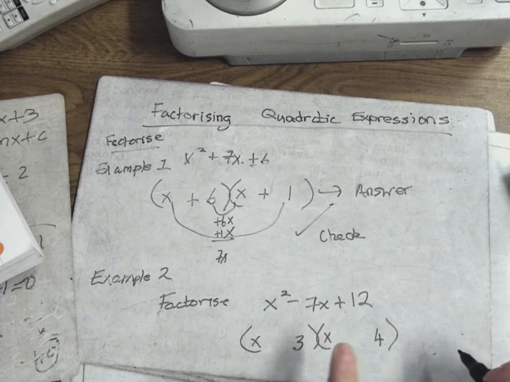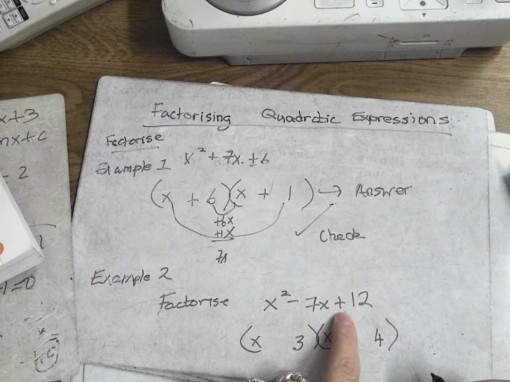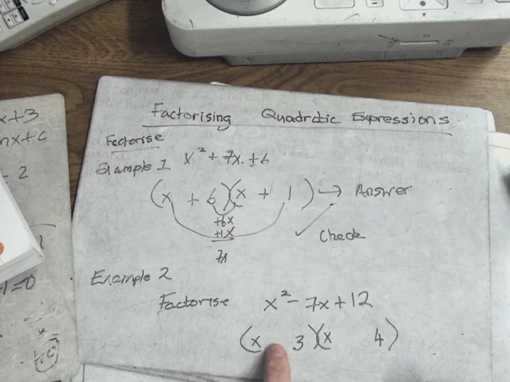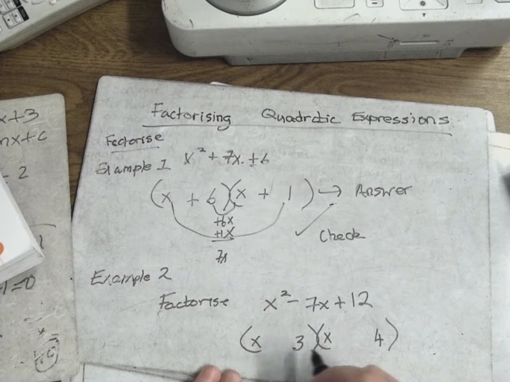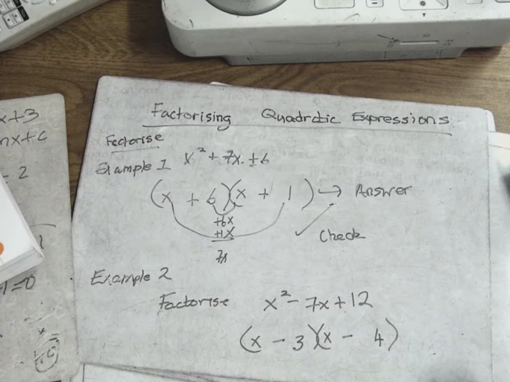Now the signs: I'm going to put the same sign in each bracket. So you look at the second sign first. If that's a plus, you put the same sign in each bracket. Which sign am I going to put? Minus, because that's a minus. That's possibly my answer.